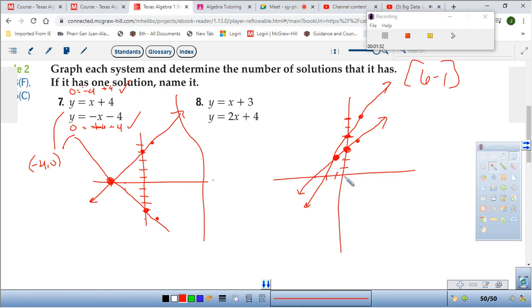So that one right there would be (-1, 2). Now I'm going to check if they work. Plug it into the first one right here. So I'd have 2 is equal to -1 plus 3. Checks out. You can do that math in your head. Then 2 is equal to 2 times -1 plus 4. -2 plus 4 gives me 2 is equal to 2. Checks out. So that's my solution. Pretty cool. Not too bad, right? So we're going to leave that there.